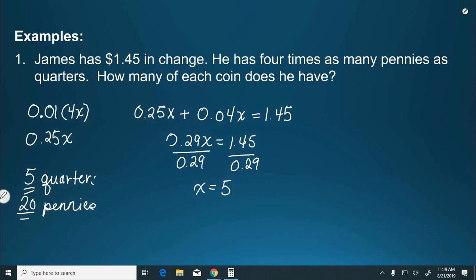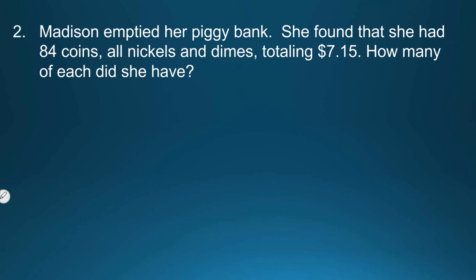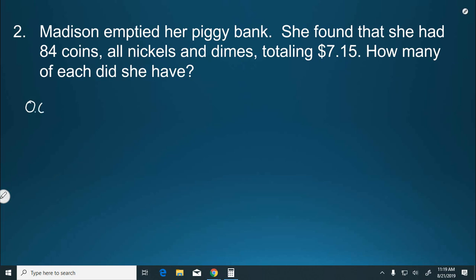Let's take a look at the next. All right, number 2. Madison emptied her piggy bank. She found that she had 84 coins, all nickels and dimes, totaling $7.15. How many of each did she have? So now we know she has only nickels and dimes. Nickels are 5 cents and dimes are 10 cents. All right, so now in this case, it doesn't say explicitly that we're comparing one to the other. All we know that we have is that we have 84 in total.